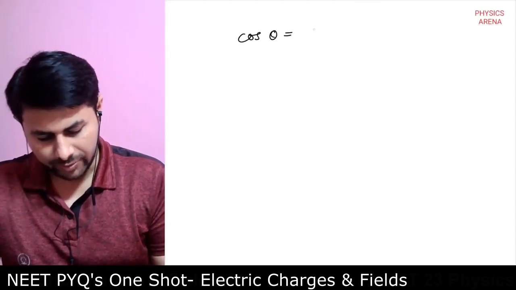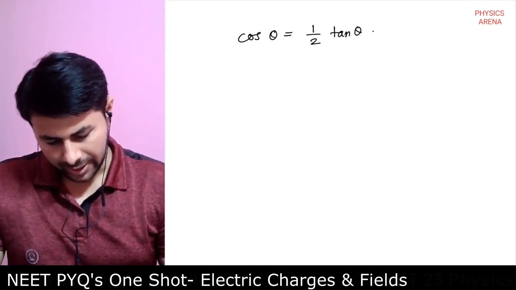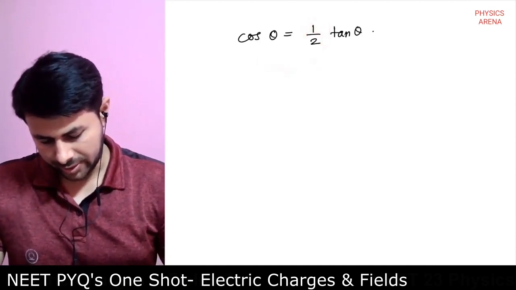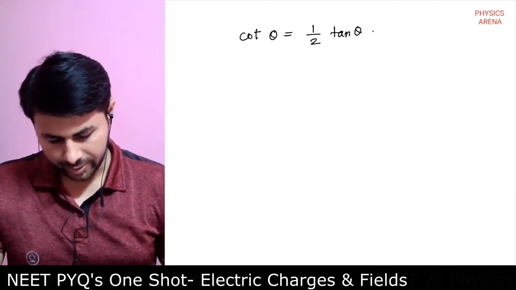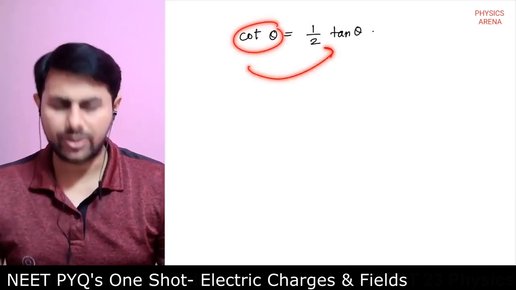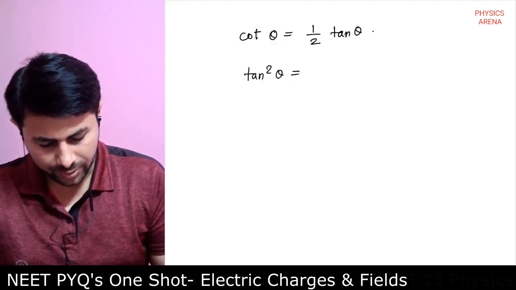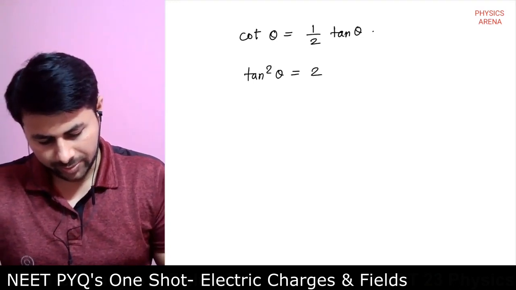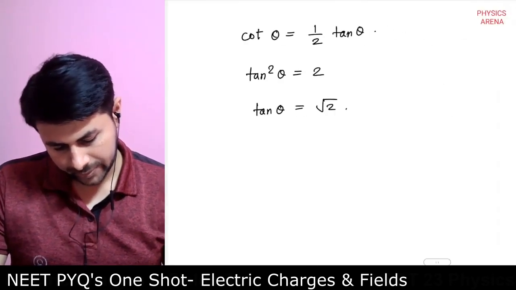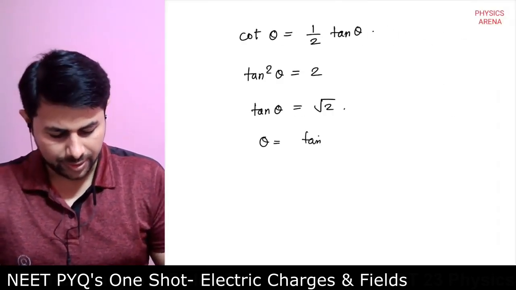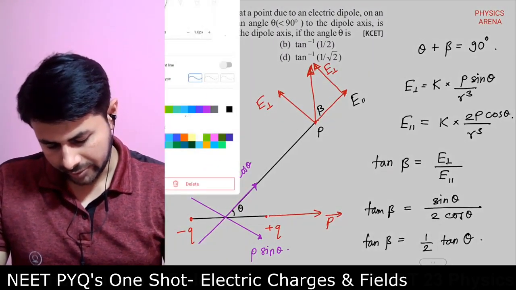Cot of theta is equal to half of tan of theta. Sorry, this is not cos, it's cot. So this is 1 upon tan theta. You can move it to the other side, so you get tan square theta equals 2. That means tan of theta equals root 2, and therefore theta equals tan inverse of root 2. This is the answer: tan inverse of root 2.